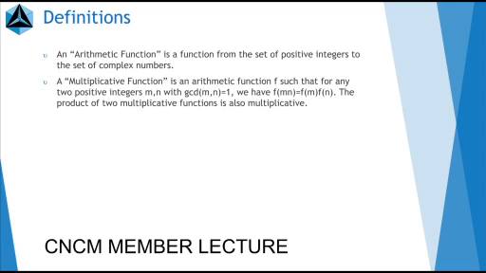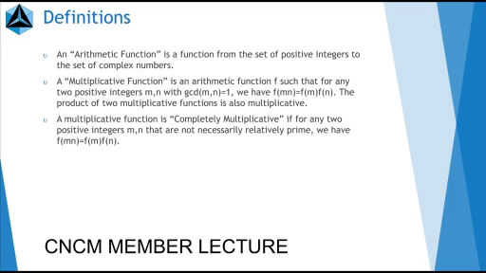A multiplicative function is an arithmetic function f such that for any two positive integers m and n that are relatively prime, we have f(mn) = f(m)f(n). The product of two multiplicative functions is also multiplicative. It might seem like a very trivial fact, but it can come in handy sometimes.